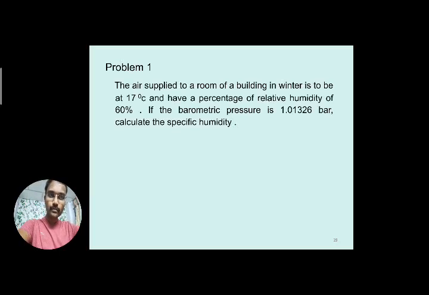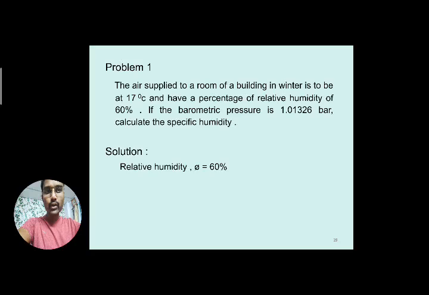So this is the question. For the given problem, you have to calculate the specific humidity. Hope you can revise the theory part and see the formula of the specific humidity, or simply the humidity, or humidity ratio. Given is air supplied in a room having a temperature of 17 degrees centigrade, and relative humidity is 60%. Barometric pressure is given as 1.0132 bar. They are asking to find out the specific humidity.